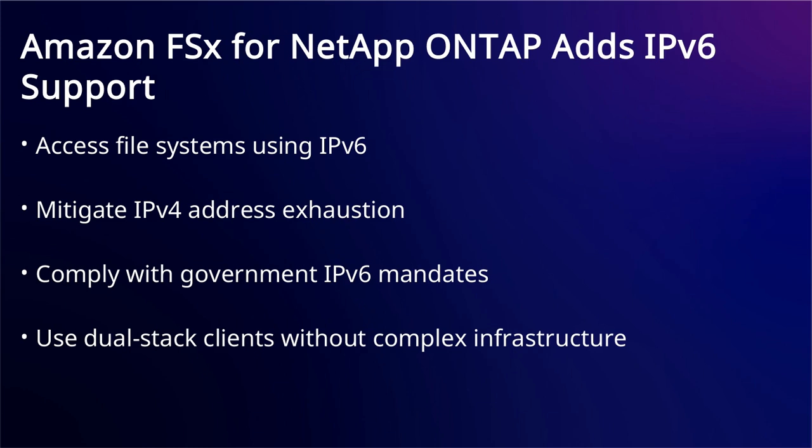The feature allows using IPv4, IPv6, or dual-stack clients without complex IPv6 to IPv4 translation infrastructure. IPv6 support is available for new file systems in all AWS Commercial and GovCloud (US) regions where FSx is offered, with existing file system support coming soon.